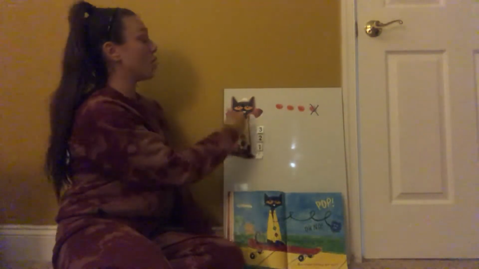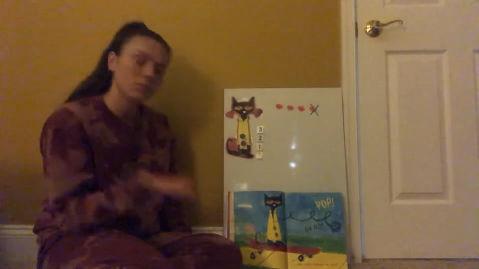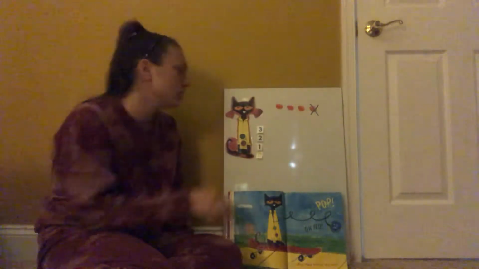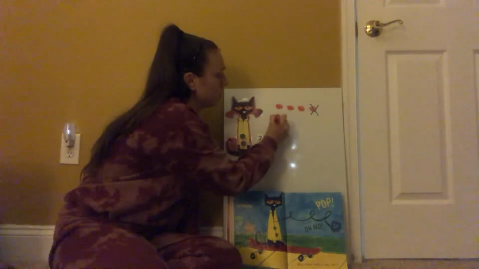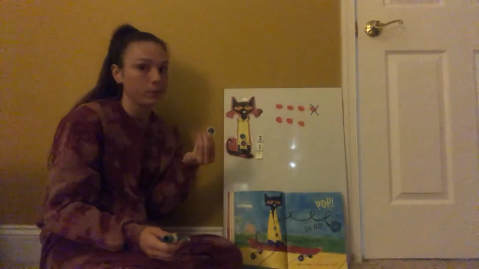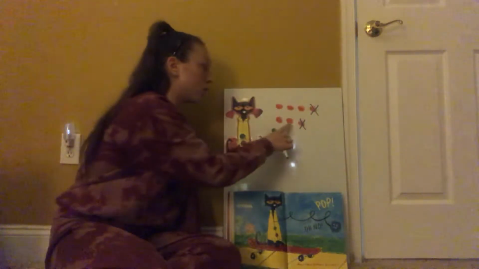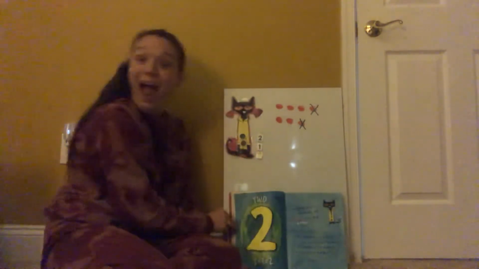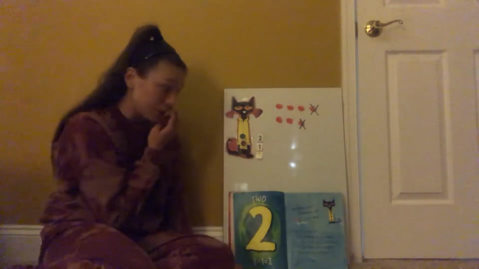Pop! Oh no! Another button popped off and rolled away. How many buttons are left? Let's see, the 3rd button popped off. So it says I should have 2. Let's find out. 1, 2, 3. And one of them popped off and rolled away. Let's cross that one out. So now I should have 1, 2. Let's see. You guys think that's right? 2. 3 minus 1 equals 2.